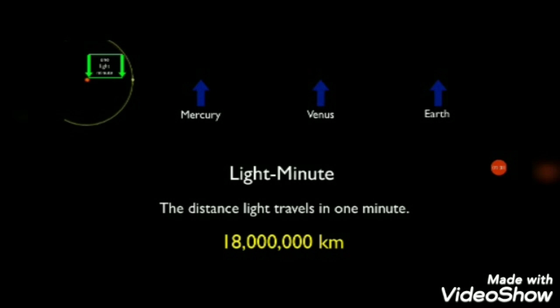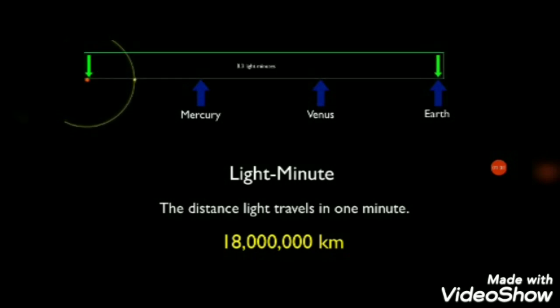I'll go ahead and tell you, Earth is about 8 light minutes from the Sun. Traveling at about 300,000 kilometers per second, it takes light from the Sun about 8 minutes to reach us. So when you look at the Sun, you're seeing the Sun as it was 8 minutes ago. If the Sun suddenly went dark, we wouldn't know it until 8 minutes later.